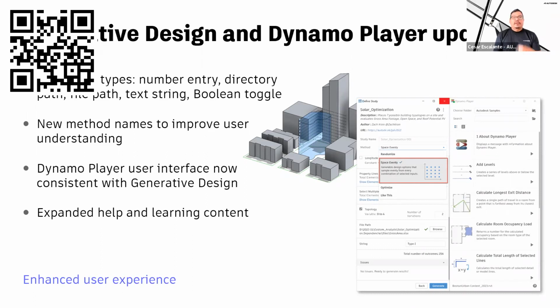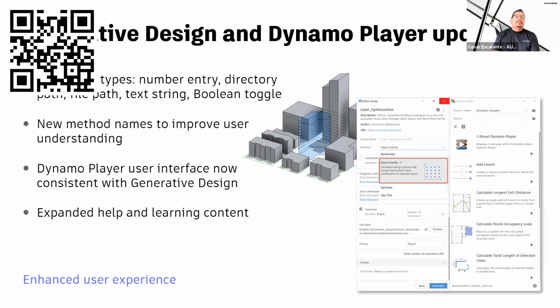You can now enter number inputs. You can also use a slider with a number entry. You can type the design number in an entry box. You can also browse and access directory path or file path as an input in the dialog. There's no need to define them or write them into the Dynamo script. You can now use text inputs and true and false Boolean toggles.